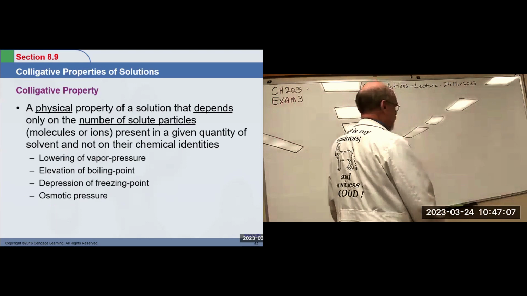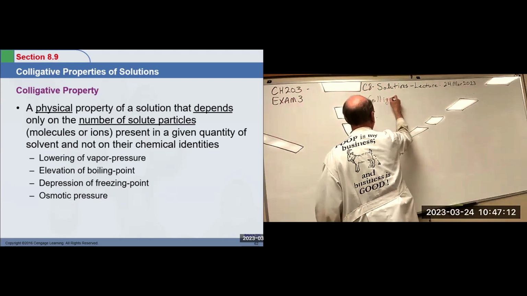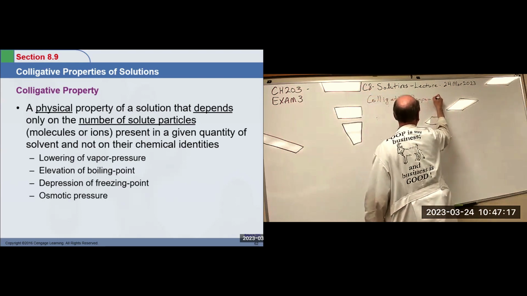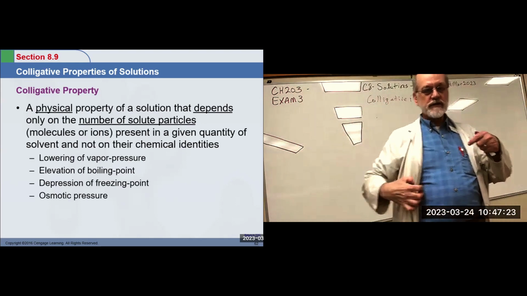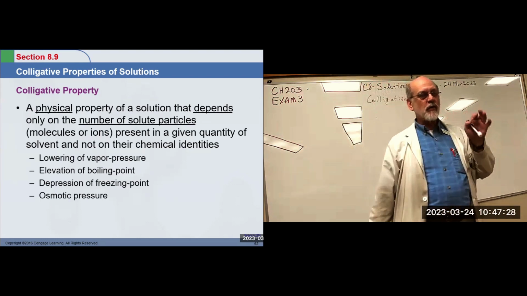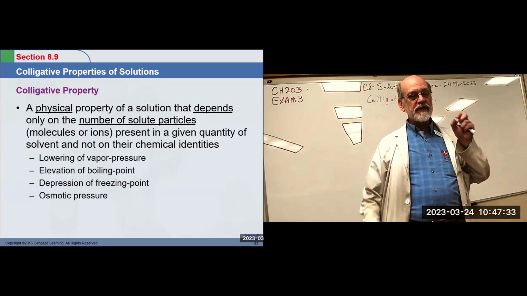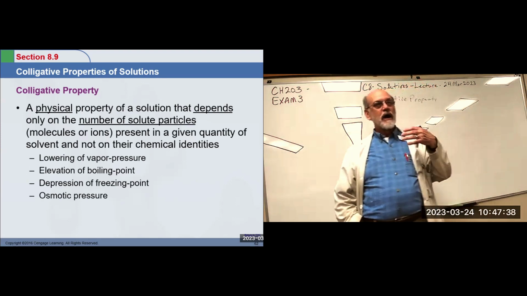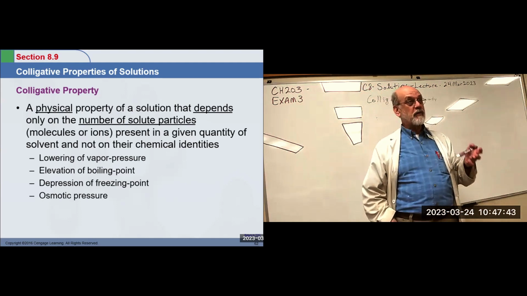Now let's talk about colligative properties. What's a colligative property? Colligative properties are those that are associated with solutions, and the physical property that's defined varies only with the number of solute particles. In other words, the number of moles of solute determines the magnitude of the property.